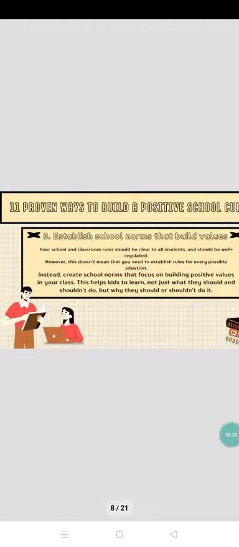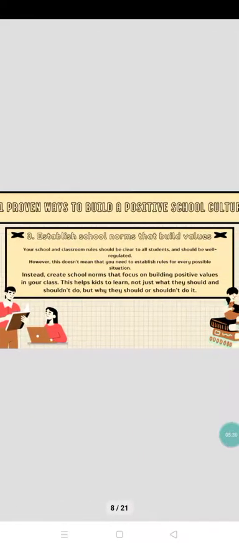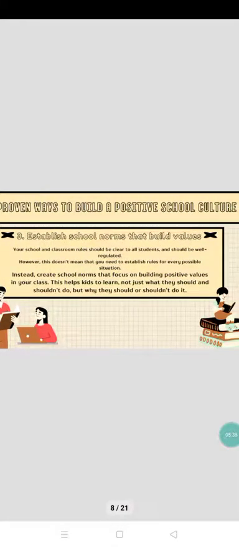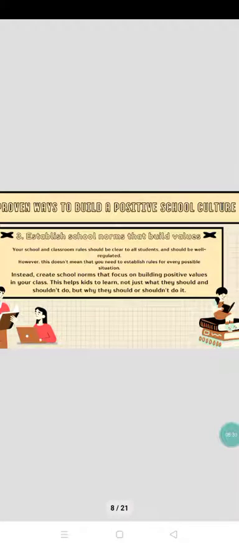So number 3, establish school norms that build values. Your school and classroom rules should be clear to all students and should be well regulated. However, this doesn't mean that you need to establish rules for every possible situation. Instead, create school norms that focus on building positive values in your school, in your class. This helps kids to learn not just what they should and shouldn't do, but why they should or shouldn't do it.